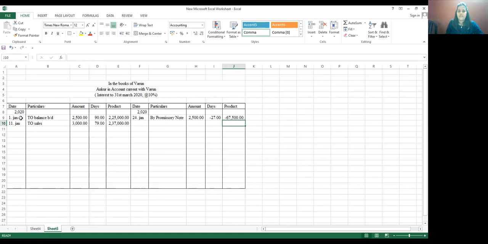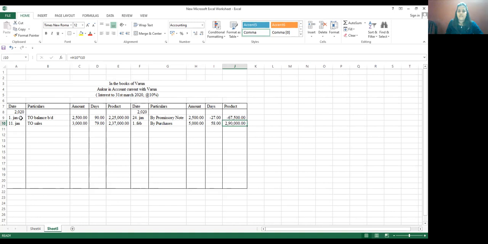First Feb, Ankur sold goods to Varun 5000. So for us purchases, so first Feb by purchases. So purchase of 5000. First Feb to 31st March, 58 days. Okay, next. Then you have 4th Feb, Varun sold goods to Ankur. So again, you have sales, 4th Feb, about 4100. 4th Feb, so it becomes 55 days.